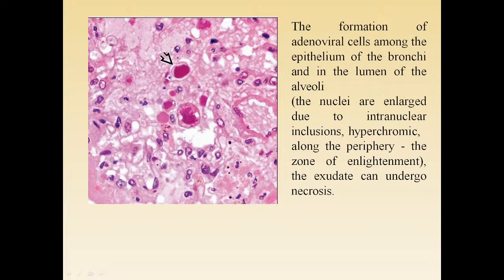The nucleus is enlarged due to intranuclear inclusions. The nucleus is hyperchromic, and at the periphery there is a zone of enlargement. In the bronchus and alveoli, the exudate can undergo necrosis at some time. Possible necrotic complications.